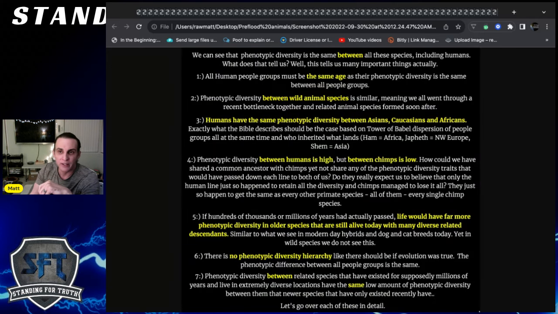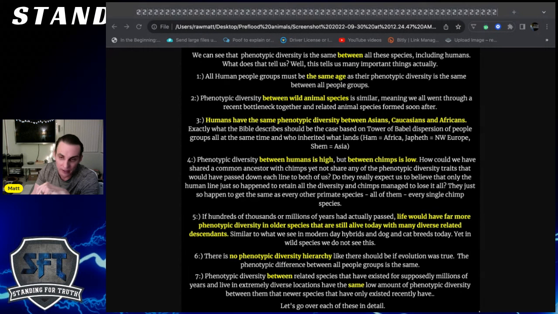So if we were going to be looking at the diversity of phenotypic change of human beings, all humans would be about the same age, and their phenotypic diversity would show that. It would show the exact equalness between us. It's exactly what we see. Between wild animals and humans, we have the same diversity against every ethnic group, which I mentioned earlier. Phenotypic diversity between humans is high, but between chimps is very low. And you can go back to the fossil record and find the exact same thing with any primate species that you want to look at, no matter where they lived on Earth. It's always low. Human beings always high and diminishing over time.